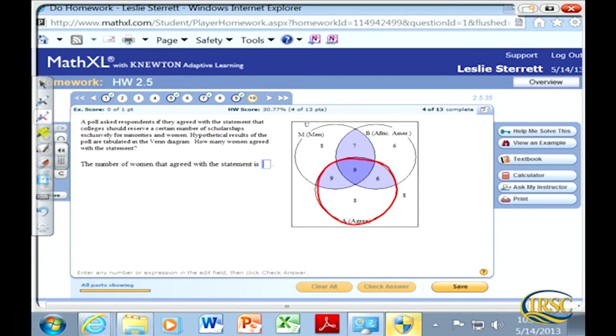And remember, we talked about that concept of opposites. Okay, so there's a circle for what? There's a circle for men, and so the opposite of a man is a woman. So anything that's not inside the circle for man has to be the women.